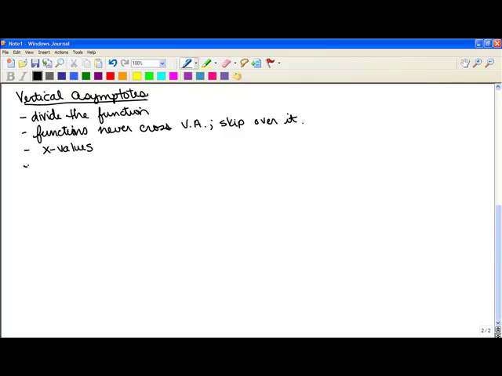And in order to find a vertical asymptote, we set the denominator equal to 0 and solve for x.